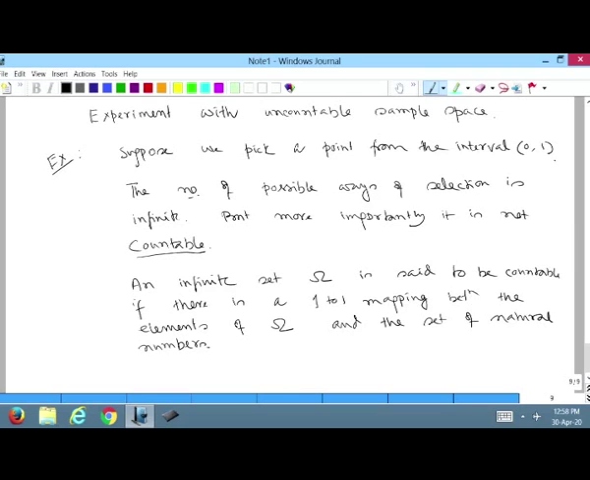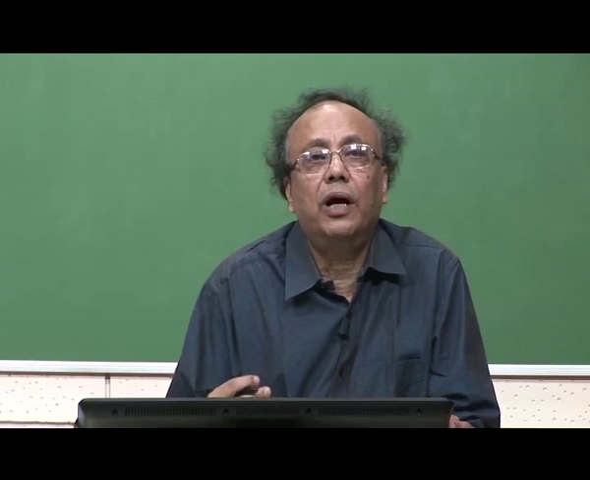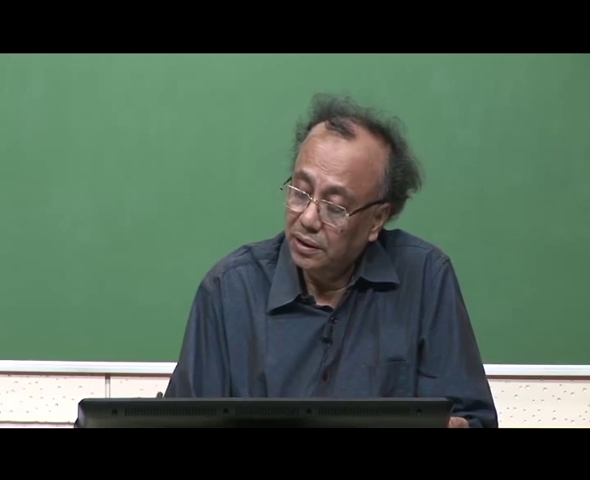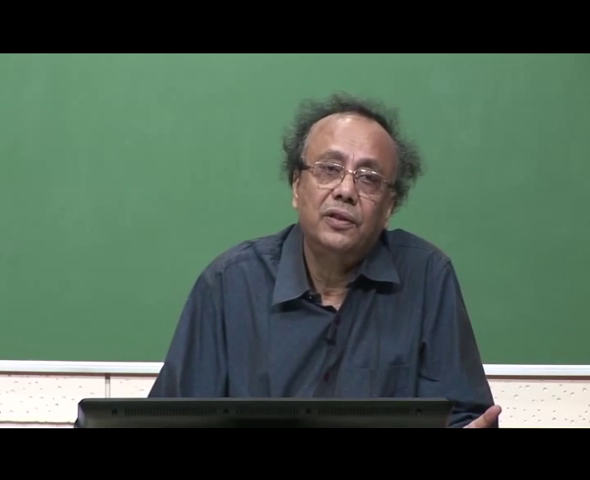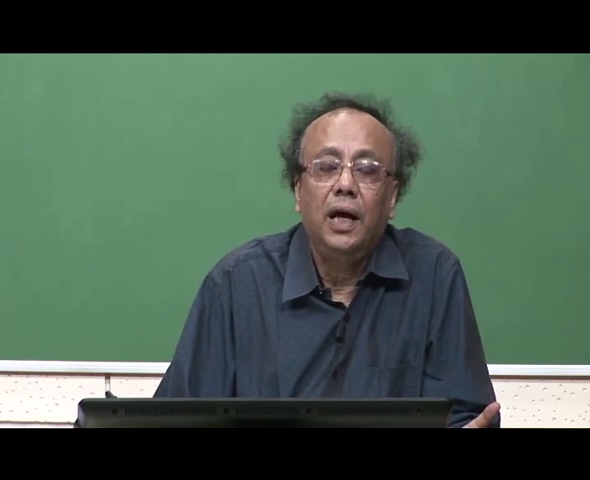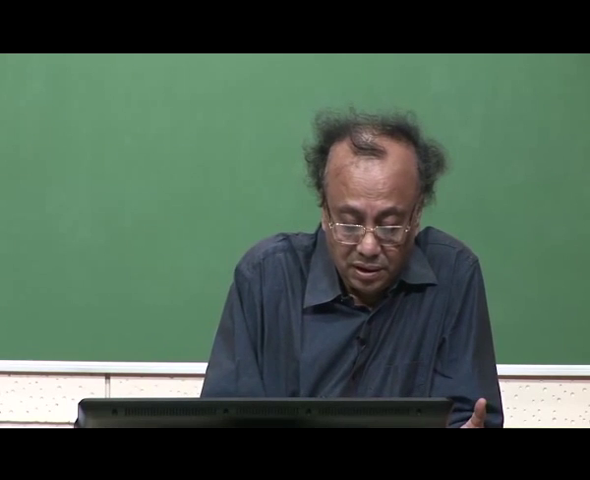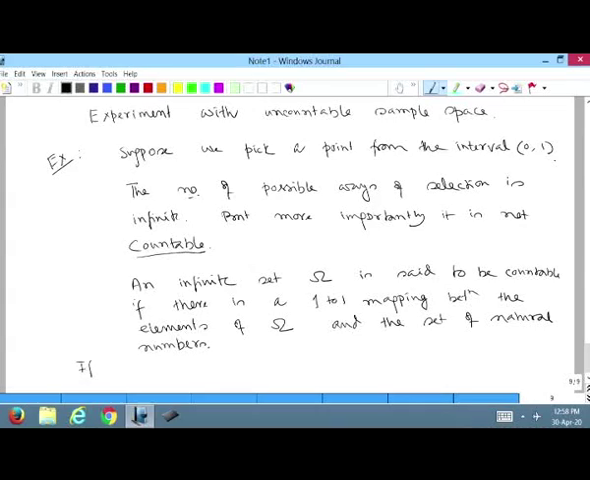So, in the earlier example, since the set itself is 1, 2, 3 up to infinity, this natural mapping exists there anyway. If such a mapping does not exist, then it is uncountable.